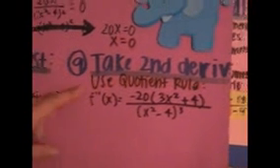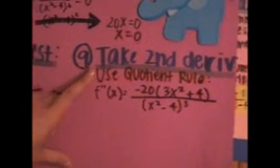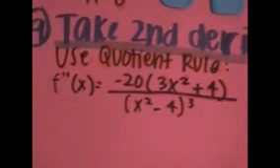Then step number 9 is taking the second derivative, which is pretty much just taking the derivative of the first derivative that you already got earlier. To take the second derivative of this, you have to do the same thing you did earlier, which is just the quotient rule again. Once you apply that, you will get this for your second derivative. Now moving along to the next one.